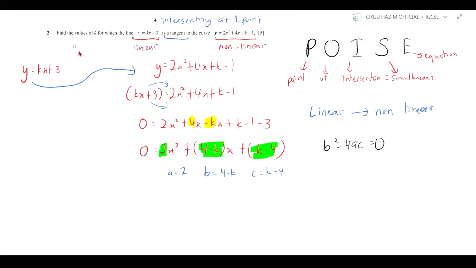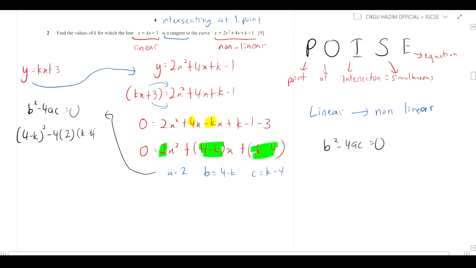After you have done these things here, then you apply the b squared minus 4ac equal to 0. I put it in this thing. b squared minus 4ac equal to 0. Okay, so how to do it is just (4 minus k) squared minus 4 multiplied by 2 and multiplied by (k minus 4) equal to 0. Then from here we can find the value of k. Okay, because the question asks to find the values of k.